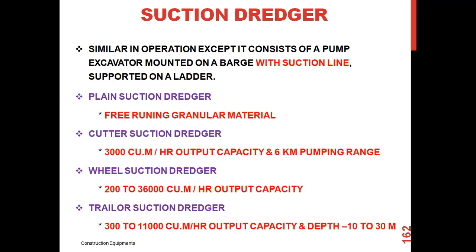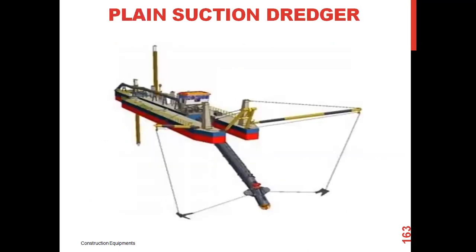The cutter suction dredger has an output capacity of 3000 cubic meters per hour and a 6 kilometer pumping range. The wheel suction dredger has an output capacity of up to 36,000 cubic meters per hour. The trailer suction dredger has an output capacity of 300 to 11,000 cubic meters per hour and a depth of about 10 to 30 meters can be observed.